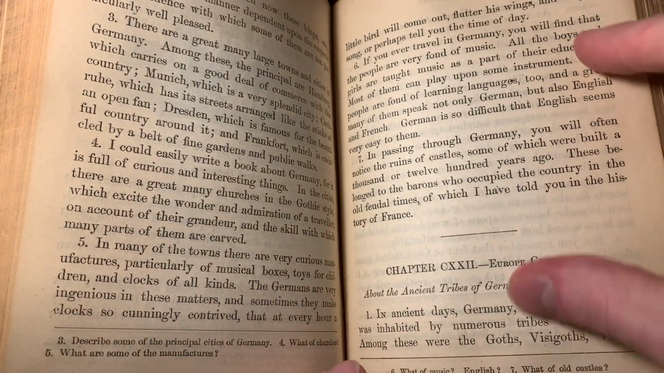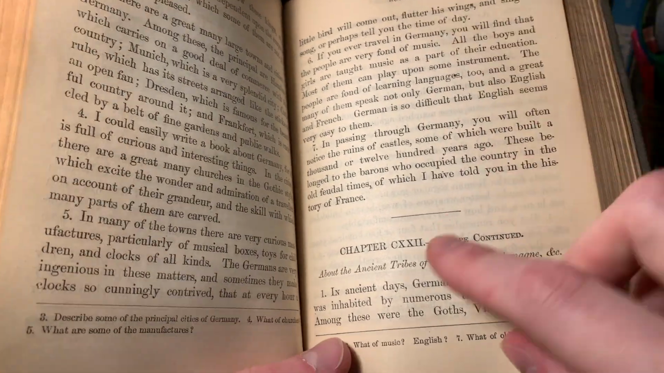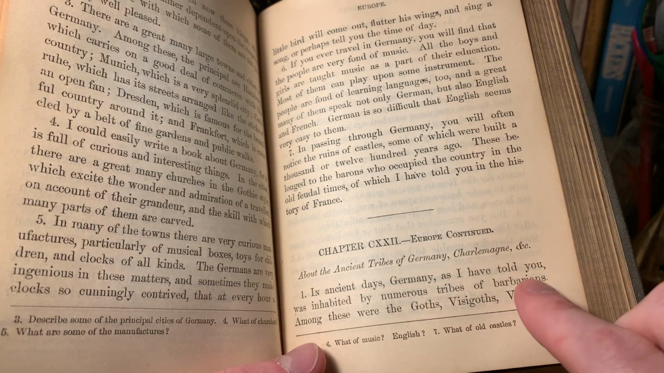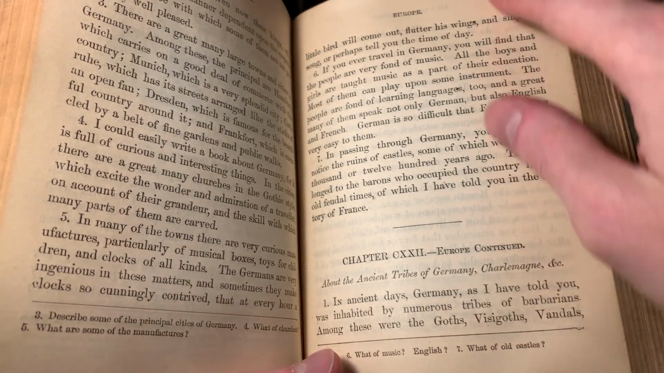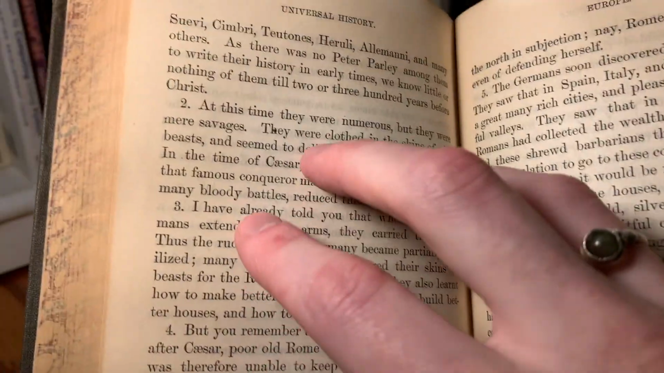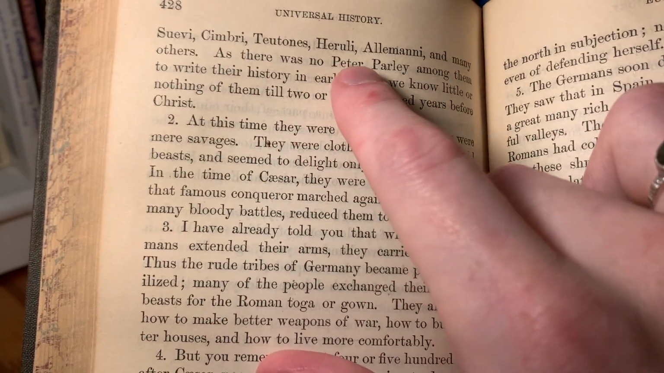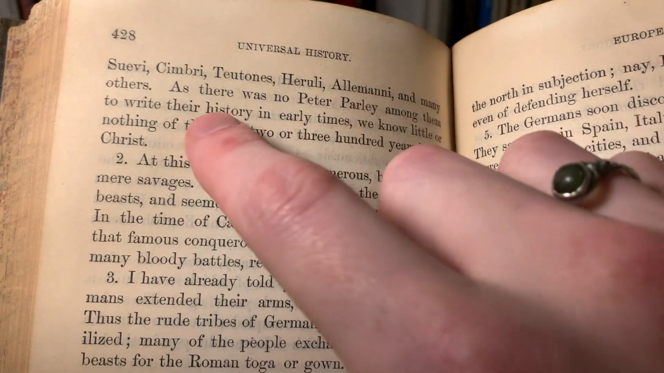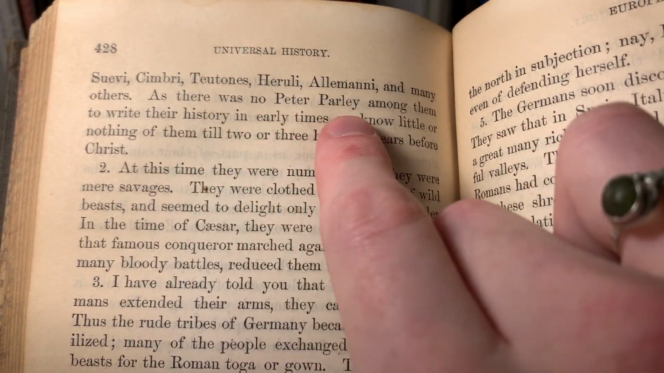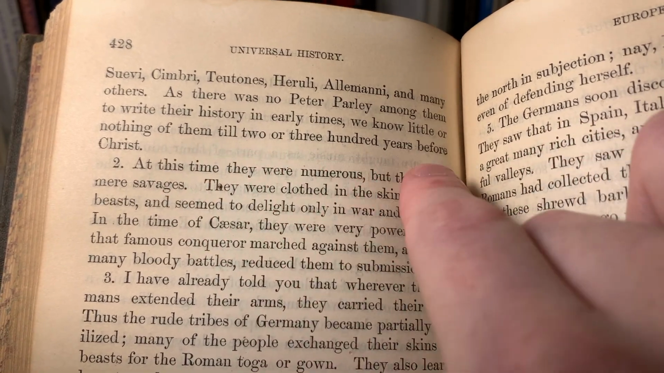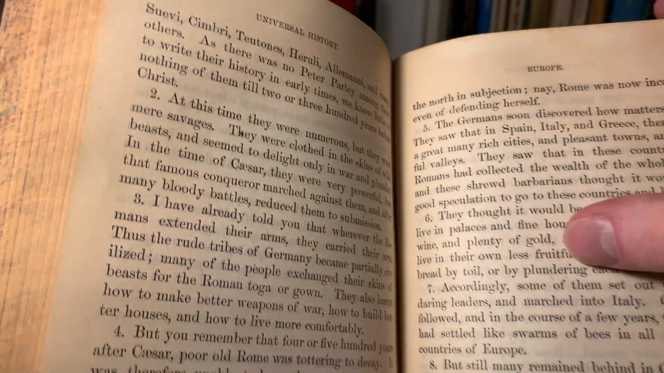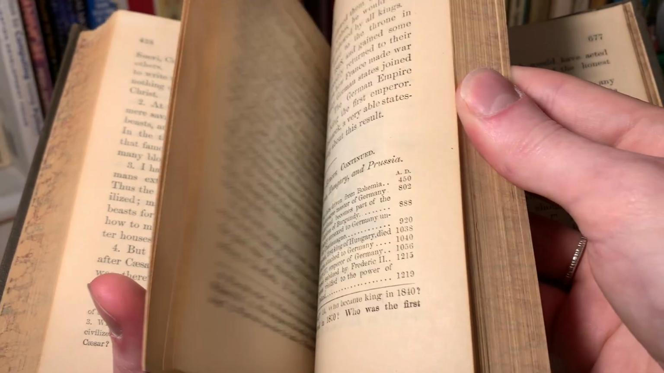So here's a section about Germany. It says, in ancient days, Germany, as I have told you, was inhabited by numerous tribes of barbarians. Among these were the Goths, Visigoths, Vandals, Suevi, Cimbri, Teutons, Heruli, Alemanni, and many others. As there was no Peter Parley among them to write their history in early times, we know little or nothing of them till 200 or 300 years before Christ. So just being a little bit funny there in reference to himself.